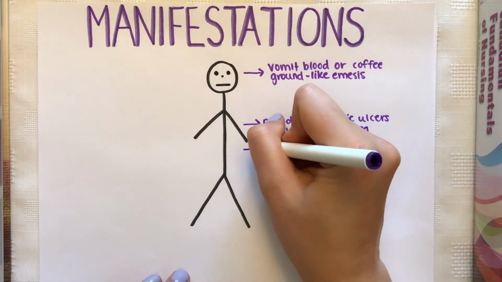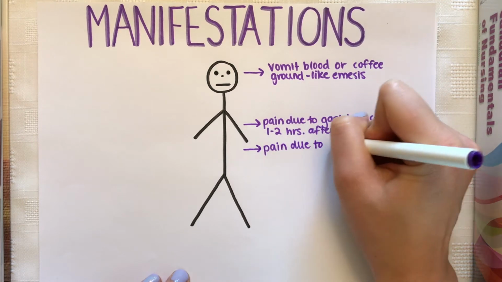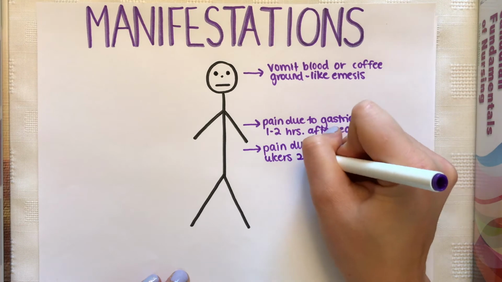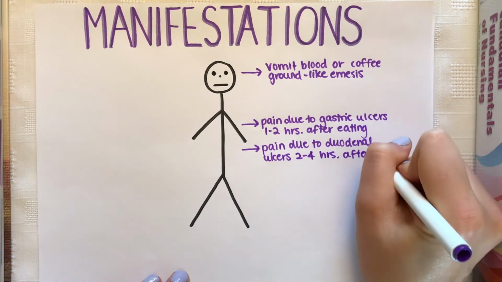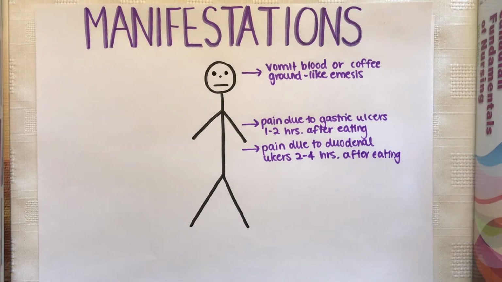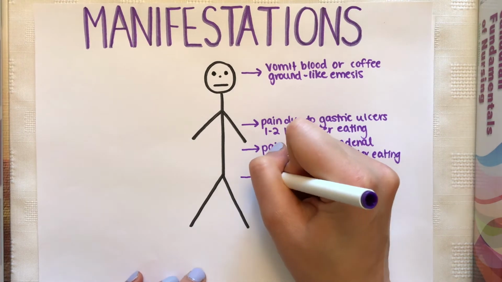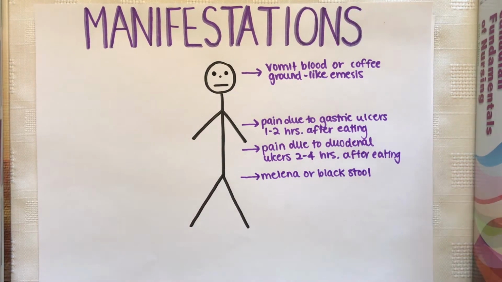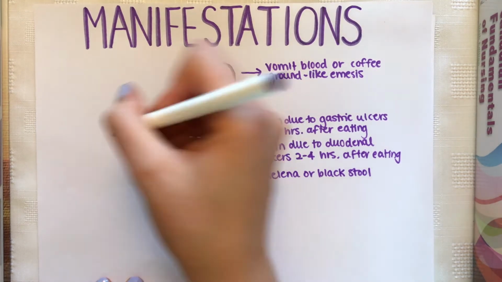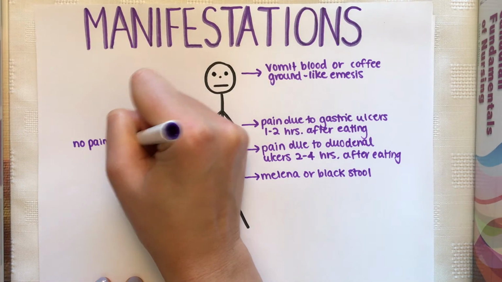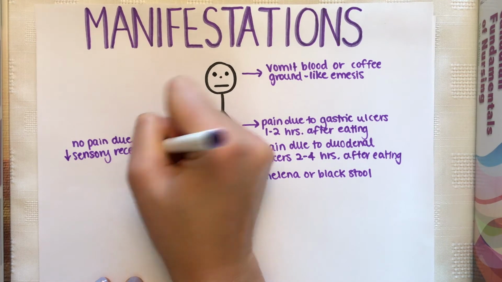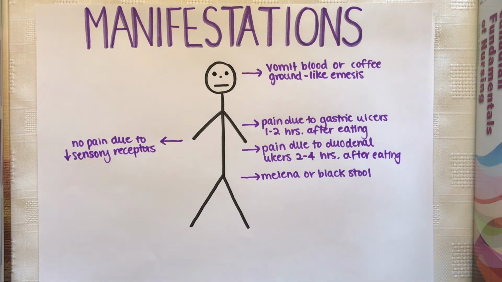Pain for a duodenal ulcer is located below the xiphoid process in the mid-epigastric region. Patients describe the pain as burning or cramp-like. Ulcers on the posterior aspect of the duodenum can be manifested as back pain 2 to 4 hours after a meal. Melena or black stool could be present due to bleeding from the ulcer in the upper GI tract. It's also fairly common for people with peptic ulcers to have no pain due to the low number of sensory pain receptors along the GI tract.